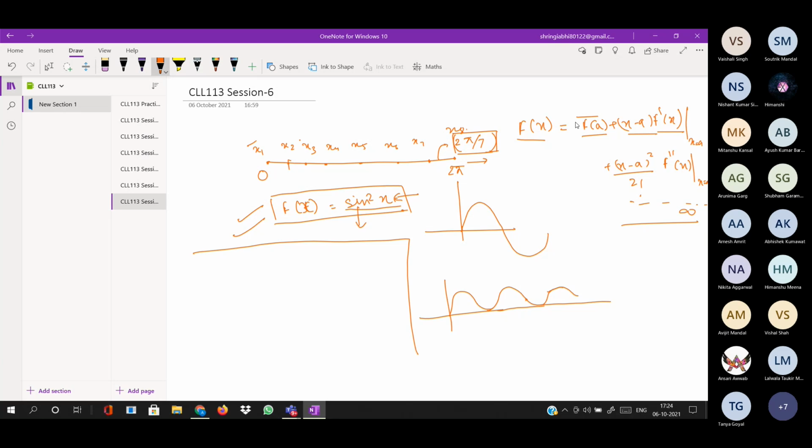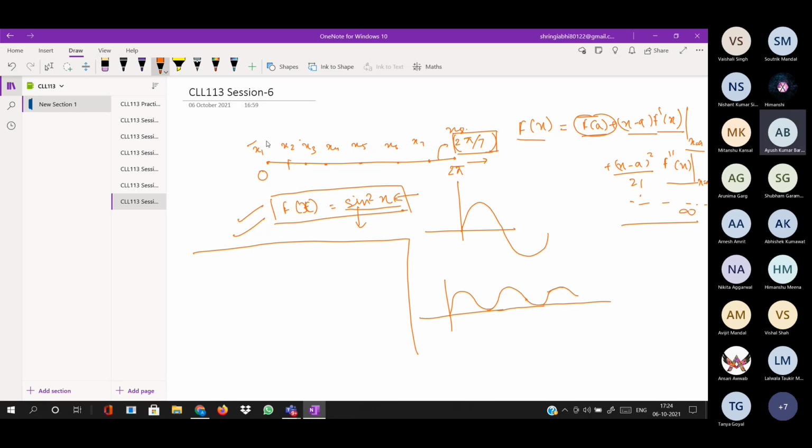So we may not know the value of f(a), f dash x at x equal to a, f double dash x at x equal to a. We may not know that. We only know the value of the function at a variety of points x1, x2, x3 up till x8. So how are we going to find this? What should we do?